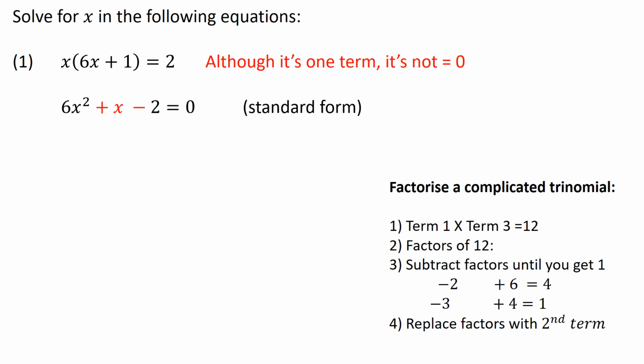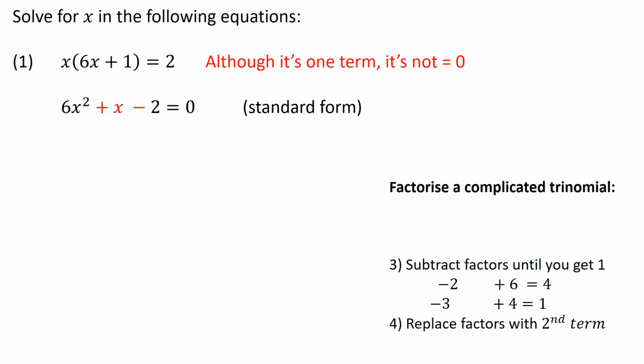This is standard form, however, it's seen as a complicated trinomial because of the 6 in front of the x squared. So we're now going to focus on the right side of the screen to solve it. Step 1 would be to take term 1 and times it by term 3. In this case, it's 12. We're going to take the factors of 12, which is 2 and 6, 3 and 4. We're going to subtract it to get 1 as our answer because of the middle term.